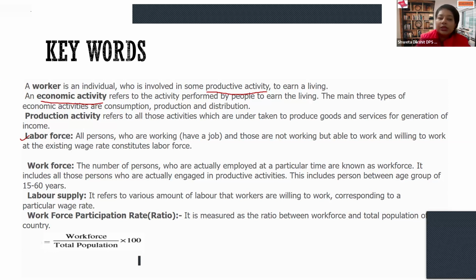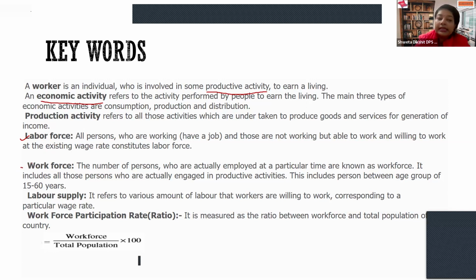Now, this is very important, which is labor force. This is something new to you, so you should remember it as a one marker. All the persons who are working or have a job and those who are not working but able to work and are willing to work at the existing wage rate constitute the labor force of a country.